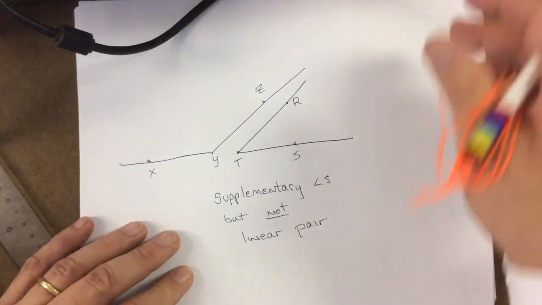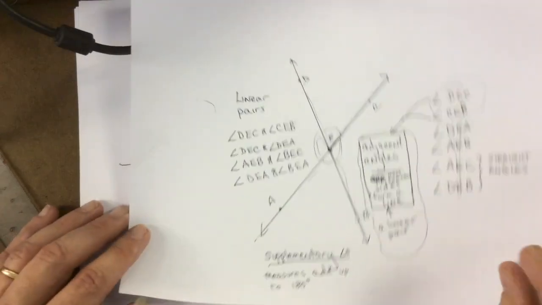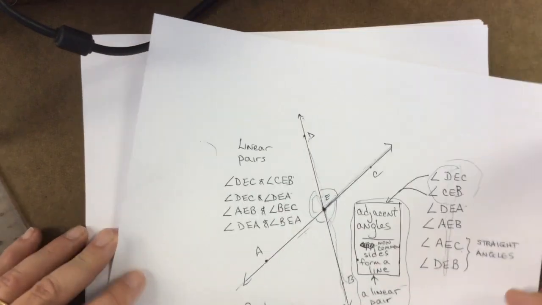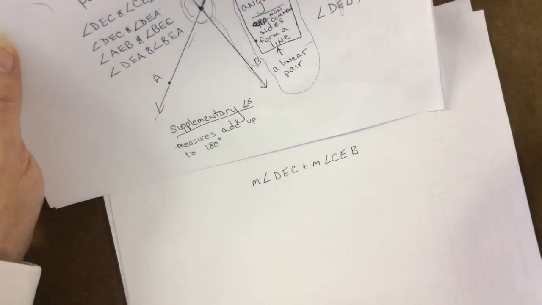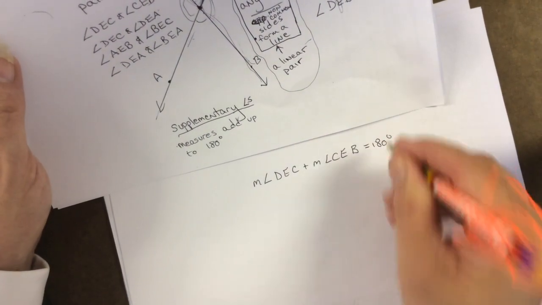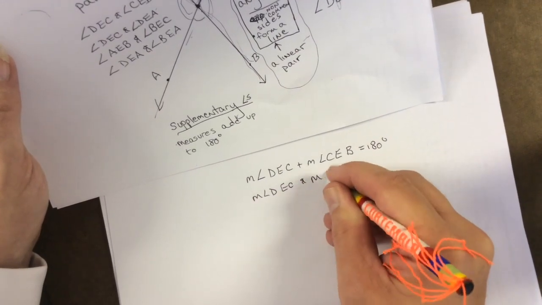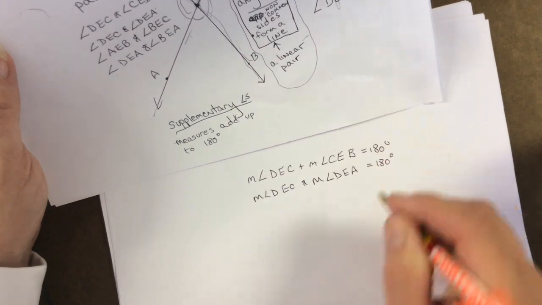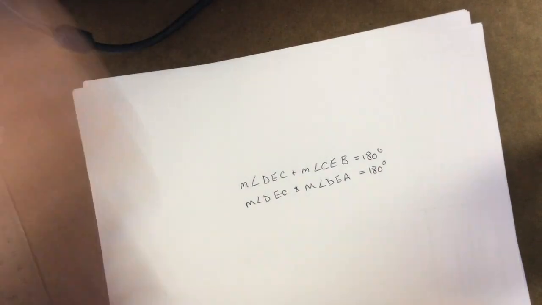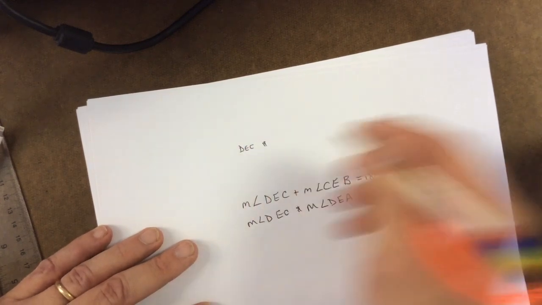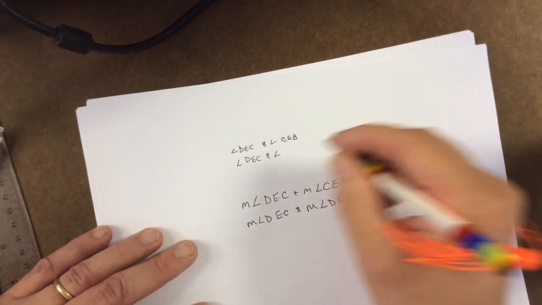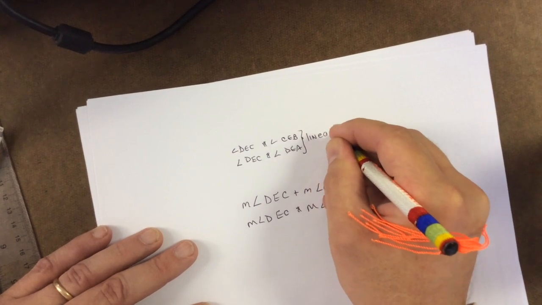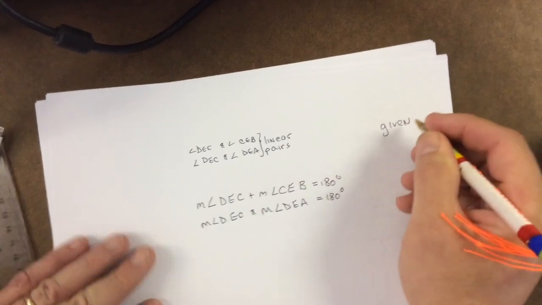If we go back for a minute to the list of linear pairs that we've created here, and we write out what that actually means, what we get is that the measure of angle DEC plus the measure of angle CEB is equal to 180 degrees. And the measure of angle DEC and the measure of angle DEA is equal to 180 degrees. Now, I know that because we said that DEC and CEB are a linear pair, and DEC and DEA, they're both linear pairs. That's what was given.